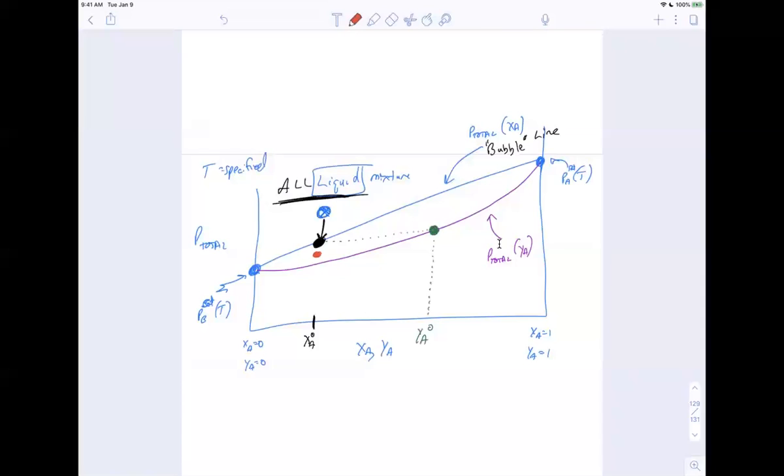Okay, well now, wait a second, we're not on any line. We're in the middle of these two lines. So what are we going to figure out? Well, we know we have coexistence, but we're not on a line. So how are we going to read off what the compositions are of the liquid and the vapor? Well, to do that, again, we know that the two phases have to be at the same pressure. So we just move horizontally until we hit the appropriate curves.